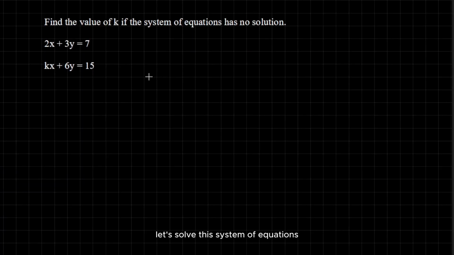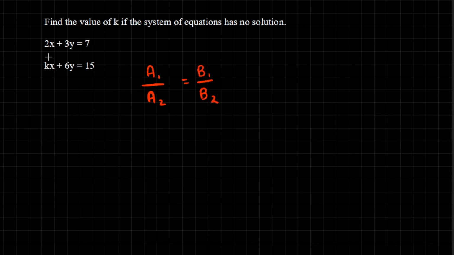Let's solve this system of equations. When a question says the system has no solution, it means the lines are parallel and have the same slope. To solve this instantly, we use the shortcut formula, a1 over a2 equals b1 over b2. Here, a represents the coefficients in front of x, and b represents the coefficients in front of y.